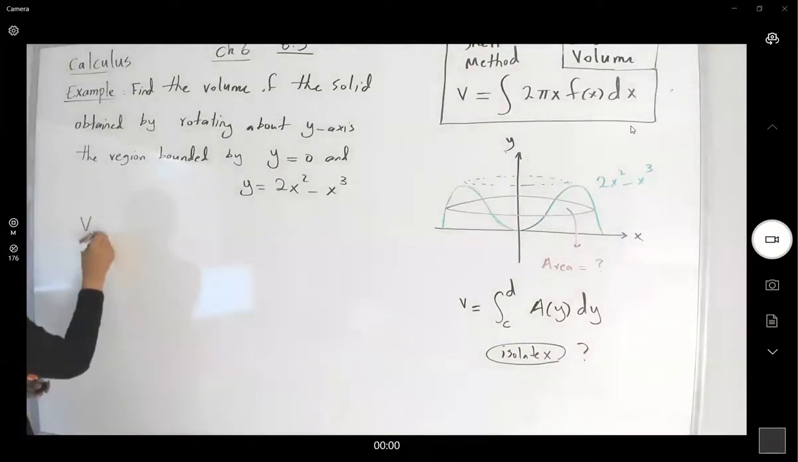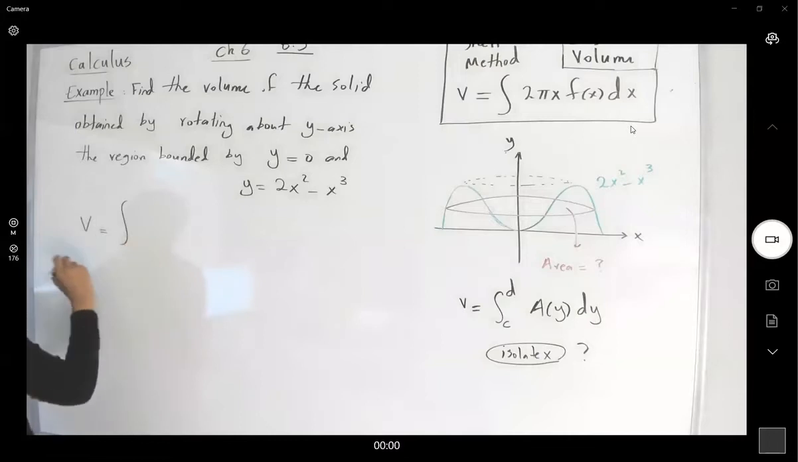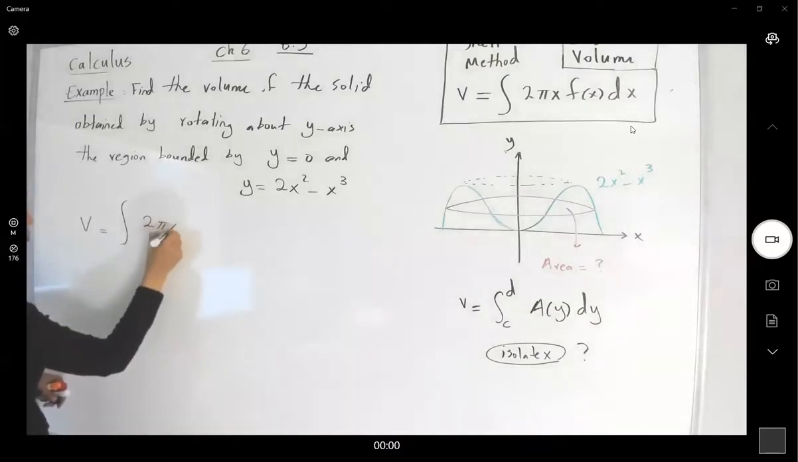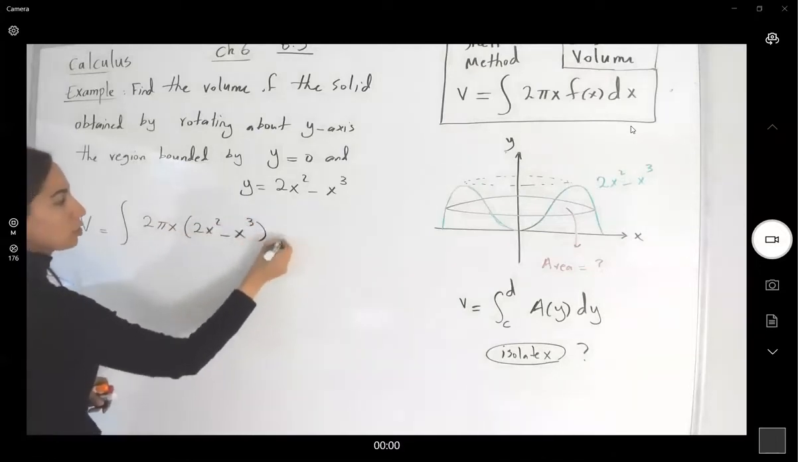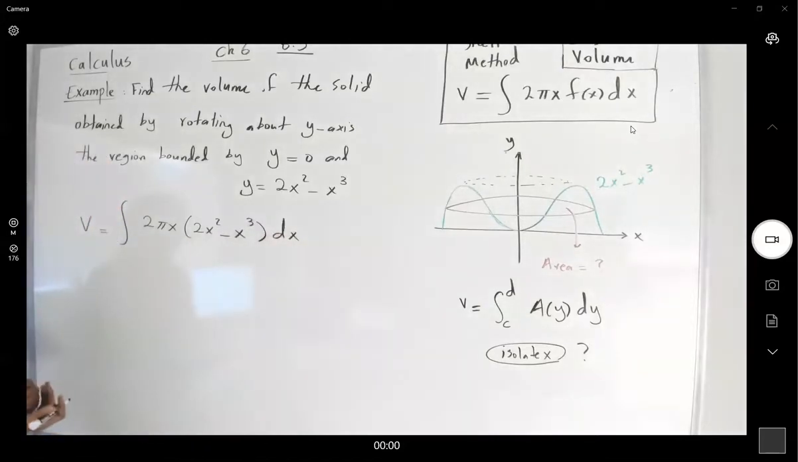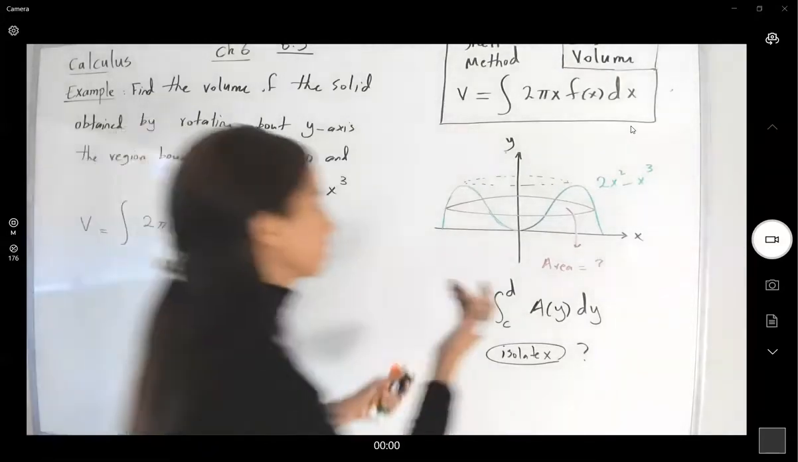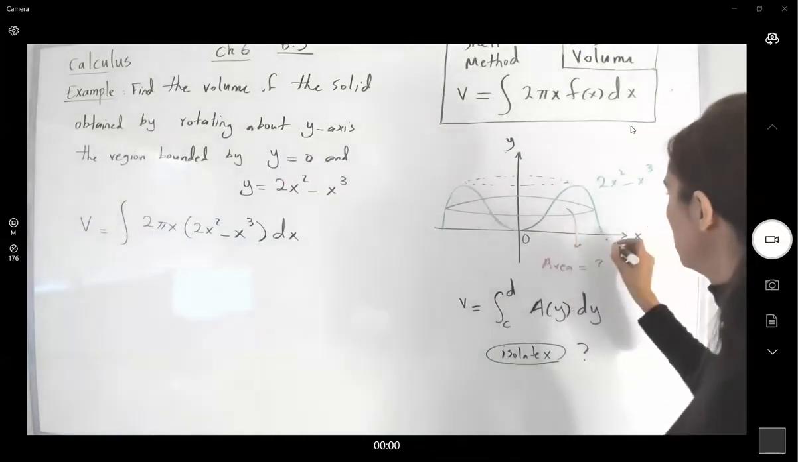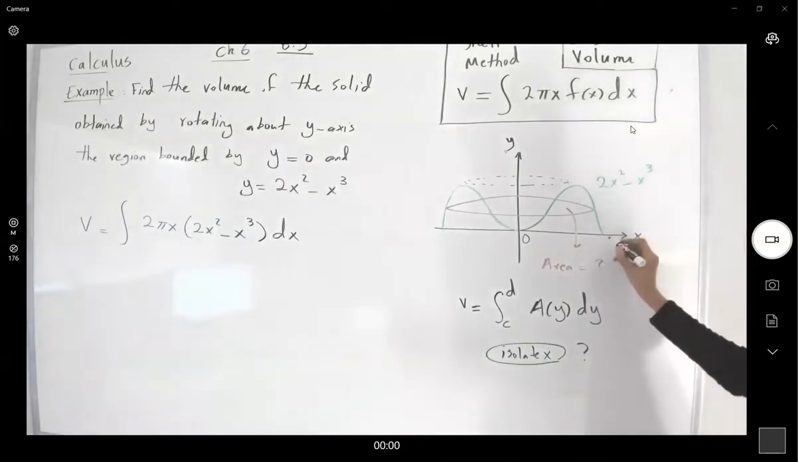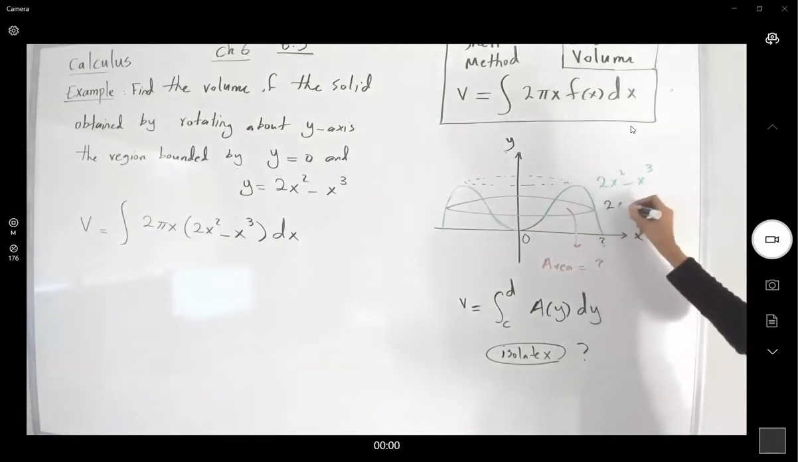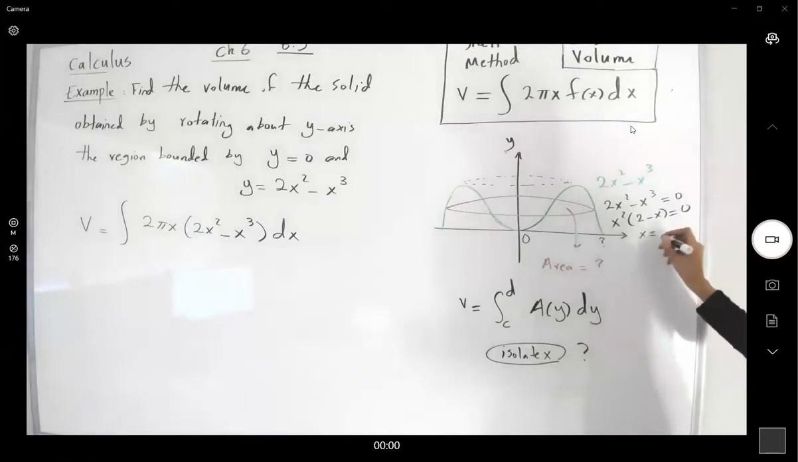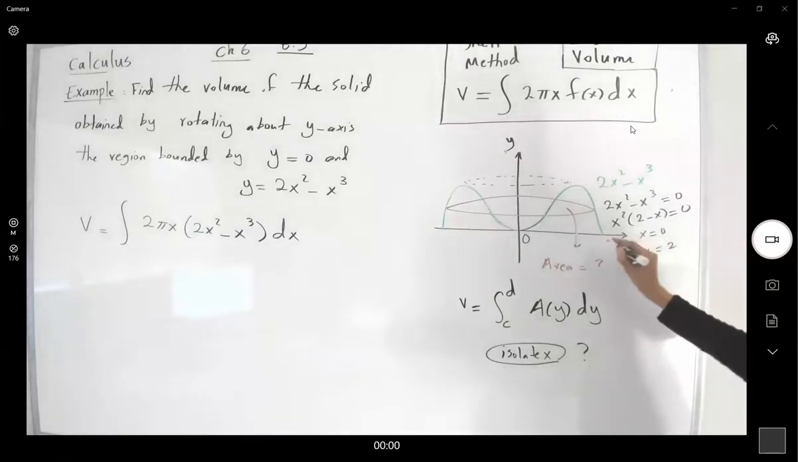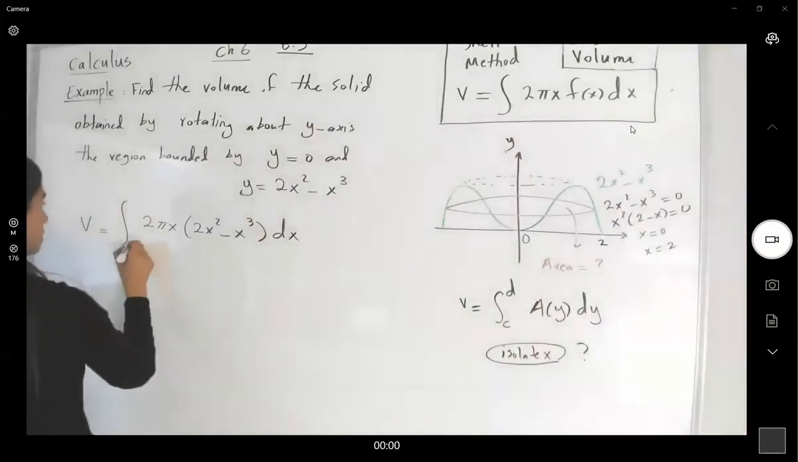The volume is equal to the integral of 2 pi x, just copy down 2 pi x, f of x, which is 2x squared minus x cubed dx. And x is bounded between 0 and whatever that number is. If you set 2x squared minus x cubed equal to 0 and factor out x squared, you get 2 minus x equal to 0. So x is 0 and x is 2. So x is bounded between 0 and 2.